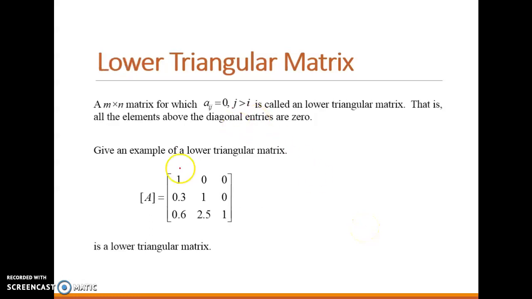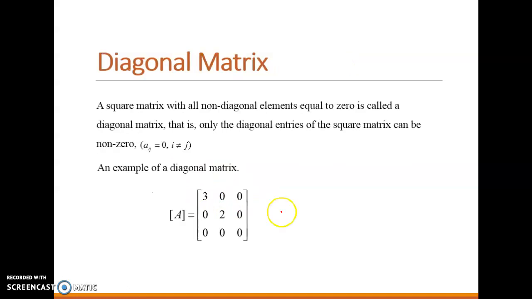Similarly, for lower triangular matrix, all the elements above the diagonal elements are 0, and this gets reversed. That is, whenever the column number is greater than the row number, then the element is 0. So this is lower triangular matrix. Next is diagonal matrix, which means all the non-diagonal elements are 0, and similar to the triangular matrix, this is also a square matrix. In this example, it is a 3 by 3 matrix. So in this case, all the non-diagonal elements are 0.